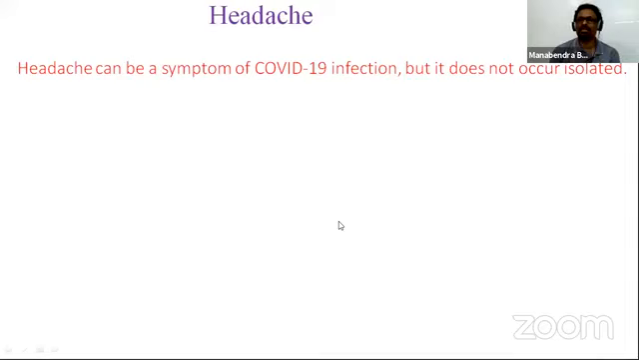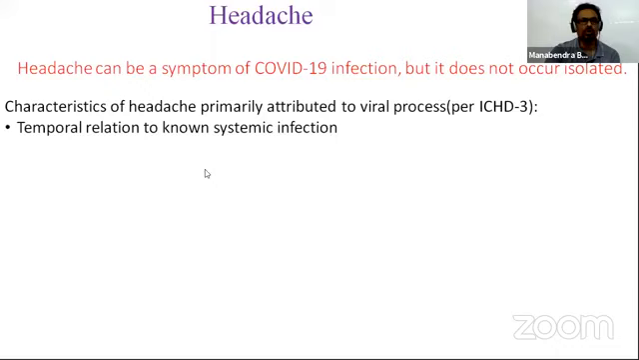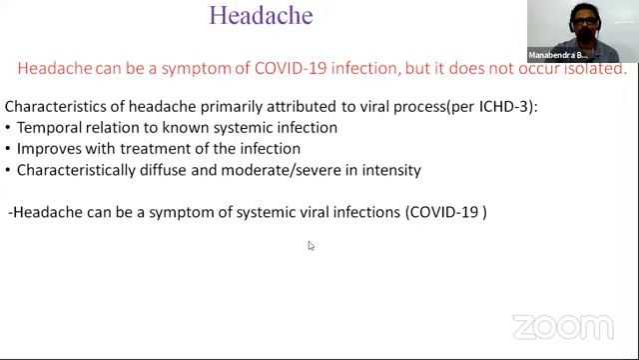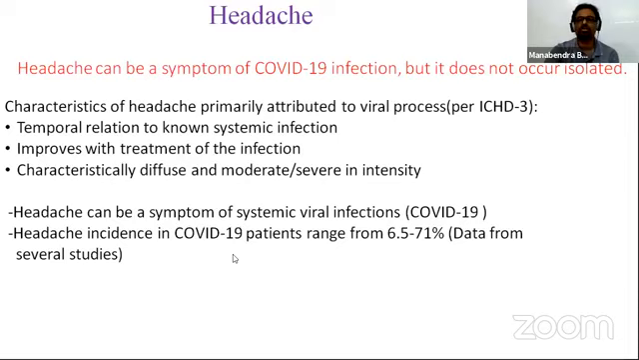Headache, you always see that headache is a very non-specific sign. You cannot say it is solely a neurological sign, because headache does not occur in isolation, it comes with other symptoms. And as per the international classification of headache disorders, it is already classified, headache attributed to systemic viral infection: temporal relation to the systemic infection, improves with the infection, diffuse, and moderate to severe. So headache can be a symptom of systemic viral infections. It can also be from other causes, because headache can occur due to encephalitis, meningitis, diffuse encephalopathy, or hemorrhagic stroke or subarachnoid hemorrhage. So there is a widespread cause of headache.